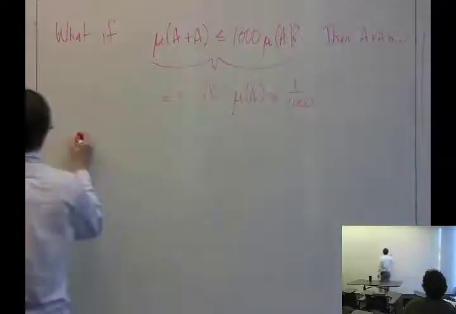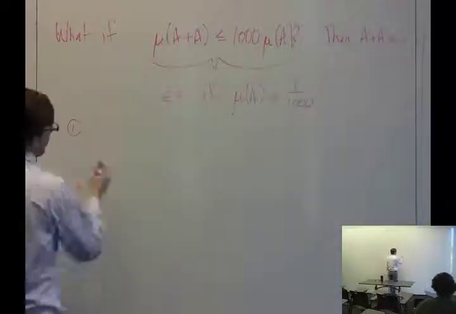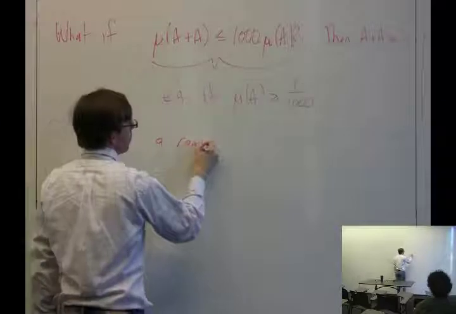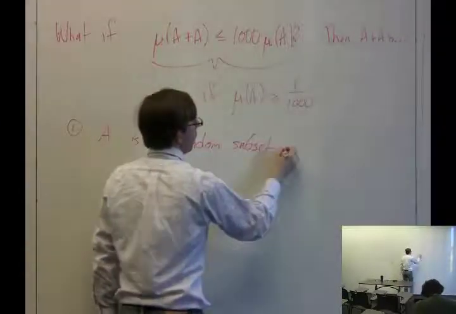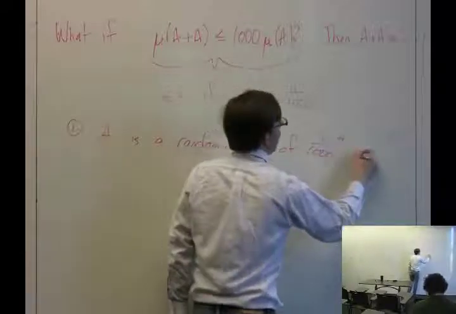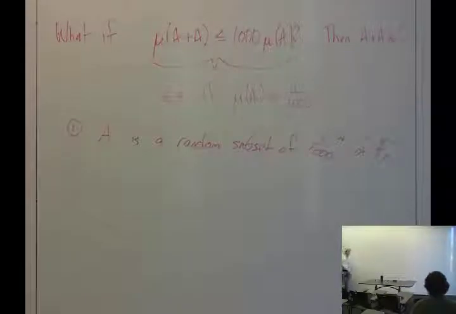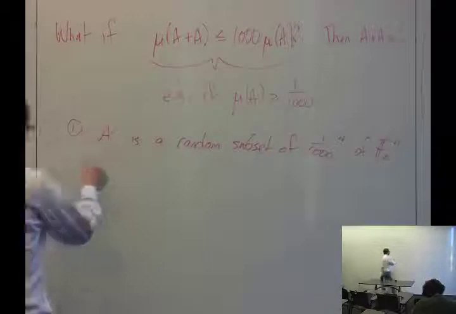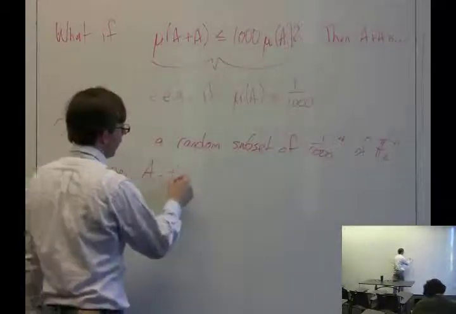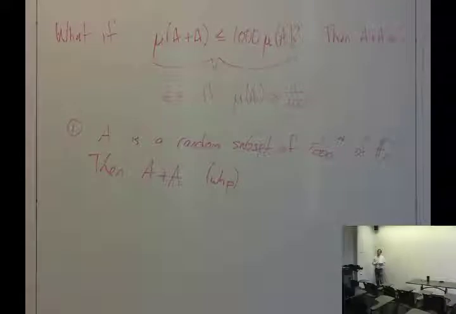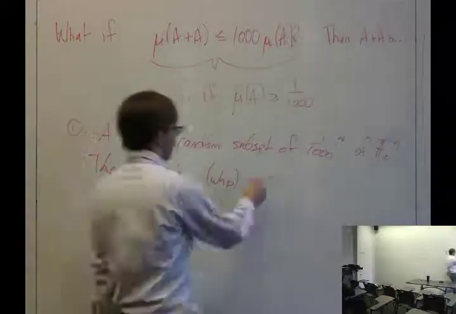So, on this philosophy of structure versus randomness, one thing that could happen is that A might be a random subset of 1/1,000th of F2 to the n. You might just pick a 1,000th of the points uniformly at random. And then if you do that, what will A plus A look like? Can somebody tell me? Yeah, probably everything. With high probability, it's everything.